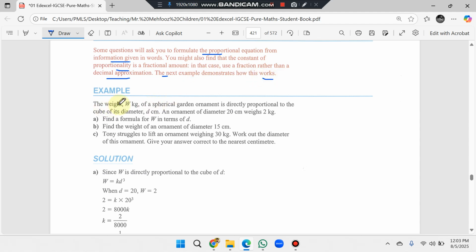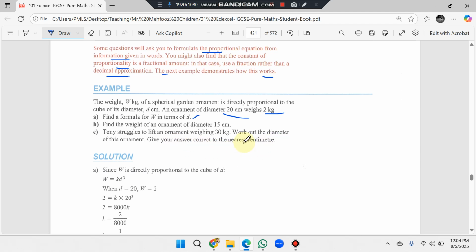For example, the weight W kg of a spherical garden ornament is directly proportional to the cube of the diameter. An ornament of diameter 20 centimeters weighs 2 kg. Find the formula for W in terms of D. This is your first part. Second part is find the weight of the ornament of diameter 15 centimeters. Tony struggles to lift an ornament weighing 30 kilograms. Work out the diameter of the ornament. Give your answer correct to the nearest centimeter.